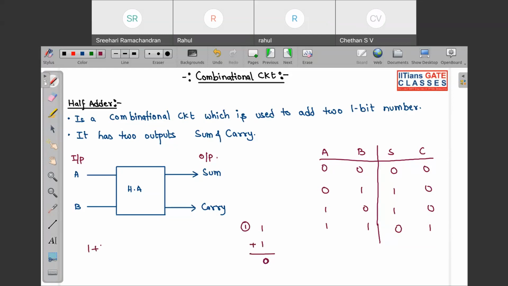See, in Boolean expression 1 plus 1 is 1. So this is Boolean algebra, and this is normal arithmetic. Okay, binary arithmetic we are doing. Okay, fine.